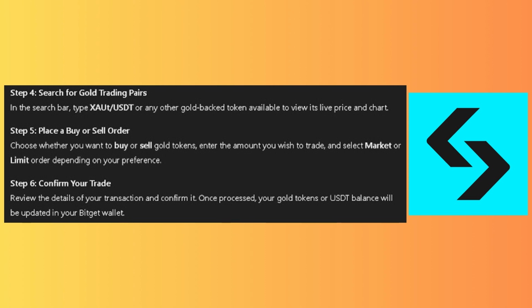Place a buy or sell order. Choose whether you want to buy or sell your gold tokens. Enter the amount you wish to trade, then select market or limit order depending on your preferences. Confirm your trade. Review the details of your transaction and confirm. Once processed, your gold tokens or USDT balance will update in your Bitget wallet.